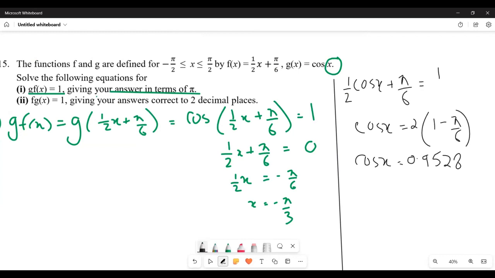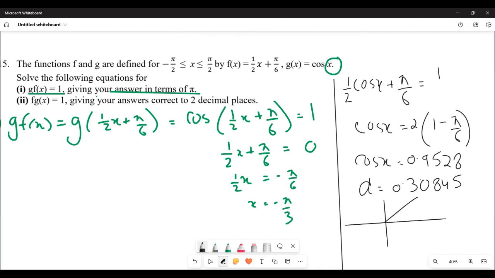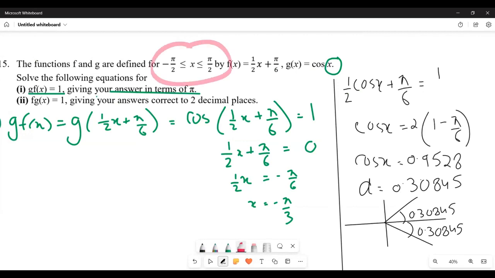I'm getting 0.9528. So alpha would be cos inverse of the answer, which is 0.30845. Cos is positive in the first quadrant, add sugar to coffee, last quadrant. So it's 0.30845 and minus 0.30845.